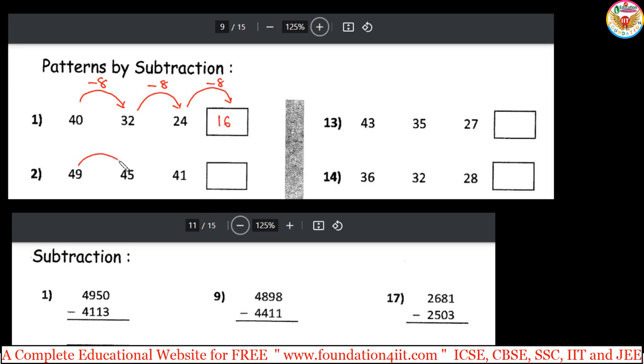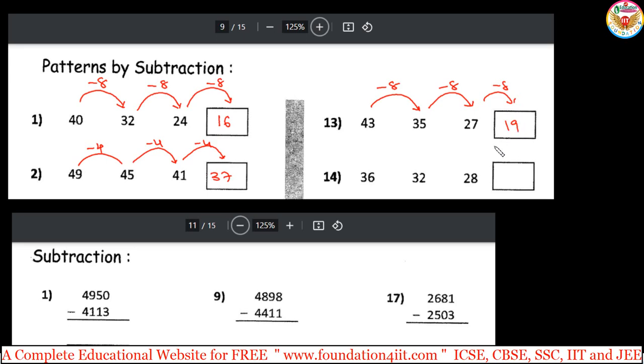Observe now. Next one, 49 to 45. How much is subtracted? So minus 4, right? And from 45 to 41, minus 4. Same, minus 4 should be here. That is 37. So this is the pattern. So like 3, 4, 5, till the remaining questions you can use. Just a few I'll show you. Same pattern. So 43, 35, 27. 43 to 35, so it's minus 8. Same minus 8. So it's 19.